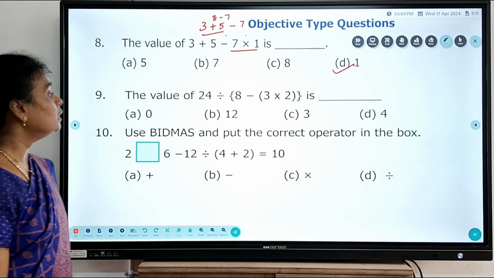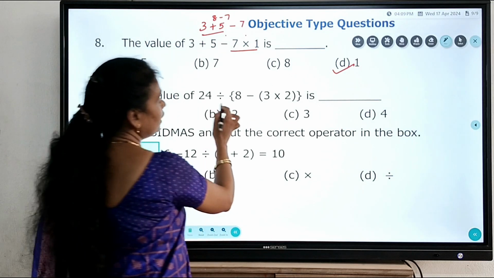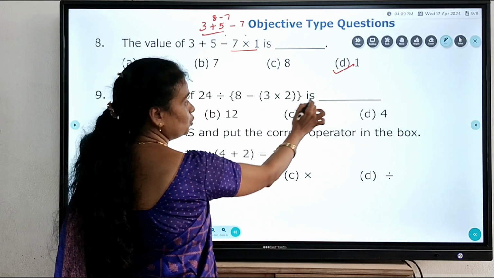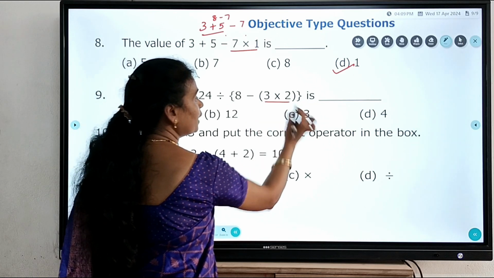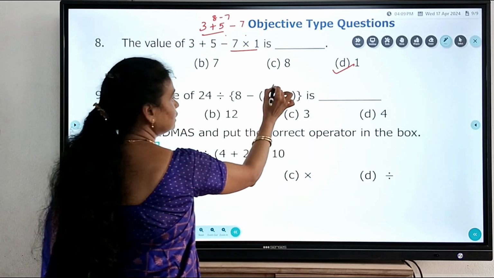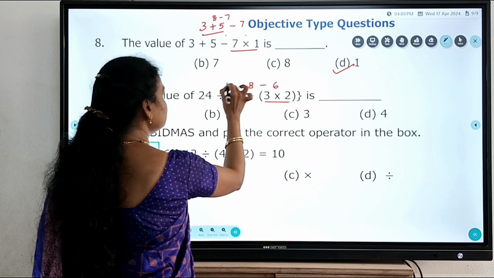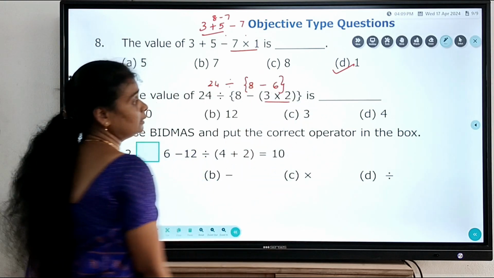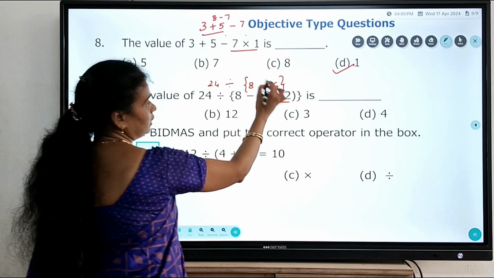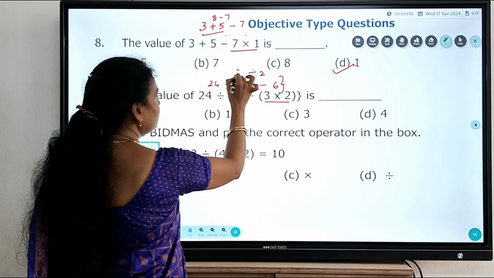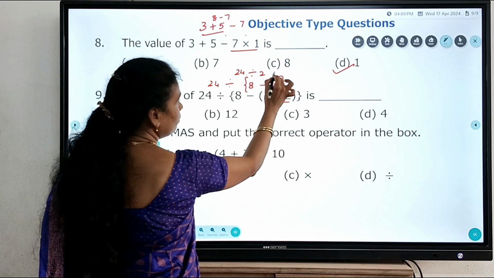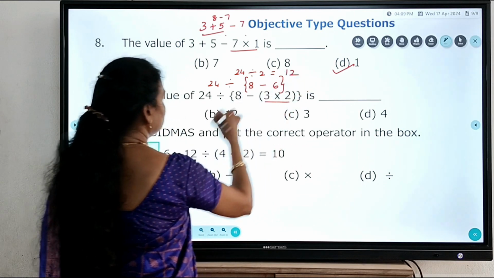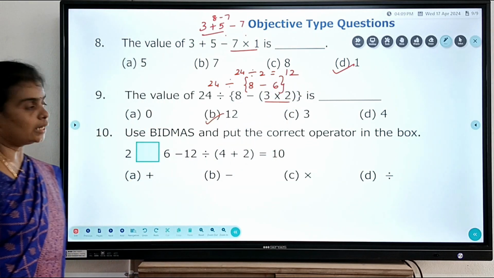The next one: the value of 24 divided by (8 minus 3 into 2) is. Here, inside the bracket, 3 into 2 is 6. Here 8 minus 6, and this is inside the bracket. So 8 minus 6 is 2, and 24 divided by 2 is 12. So option B is the right one.